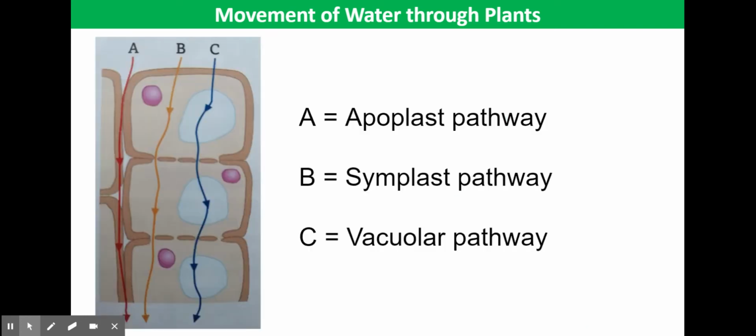This diagram here shows that there are three possible pathways taken by water through a plant. So A is showing the apoplast pathway, B is showing the symplast pathway, and C, the vacuolar pathway. So first of all, we're going to look at the apoplast pathway.